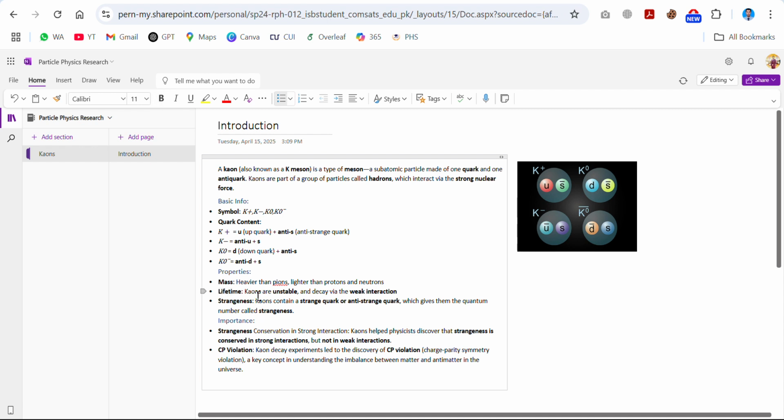Now, as a kaon is basically a strange particle, it has strangeness. As you can see in K plus, K minus, K naught, and K naught bar, there are strange and anti-strange quarks. So we can state that kaons contain a strange quark or an anti-strange quark, which gives them a quantum number, and that quantum number is called strangeness.